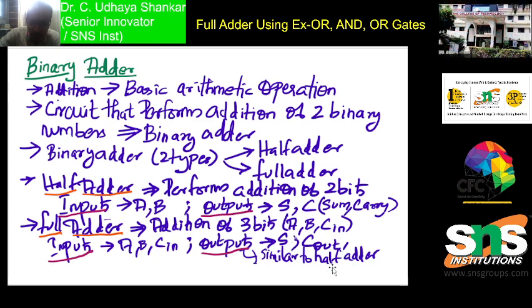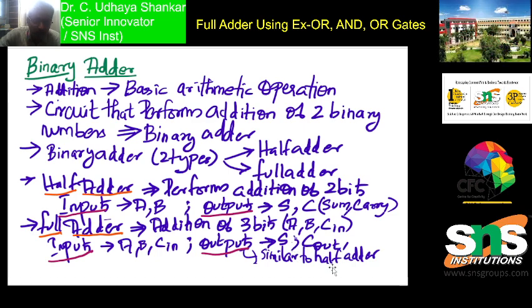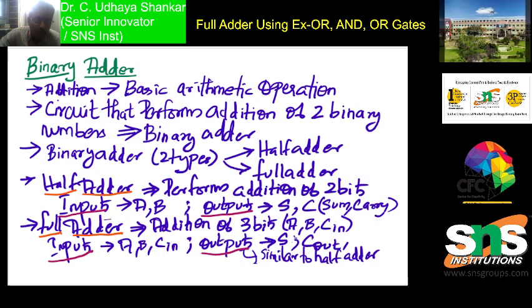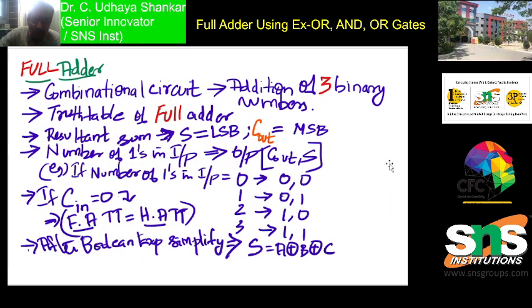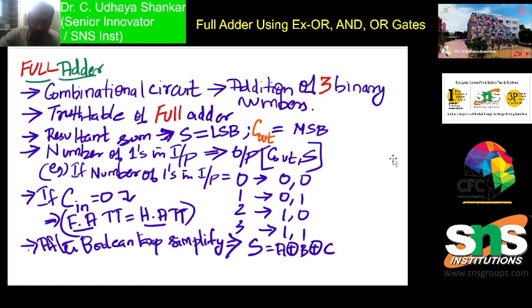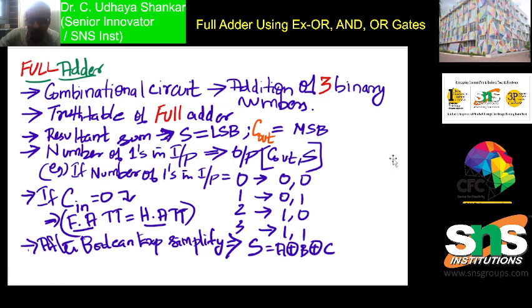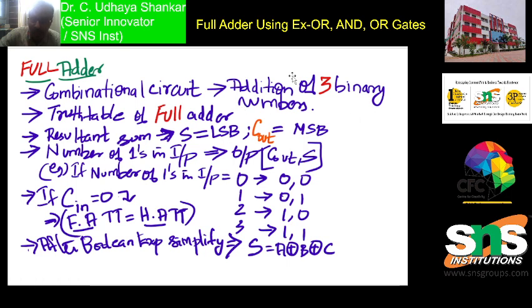The full adder output is similar to the half adder. The only difference is that there are 3 inputs instead of 2 inputs as in the half adder. Hope you are clear. So what is a full adder? A full adder is a combinational circuit. What do we mean by a combinational circuit? It is a circuit made of gates. Only using gates do we design this full adder circuit. Here we perform the addition of 3 binary numbers, whereas in the case of the half adder, we perform the addition of 2 binary numbers.